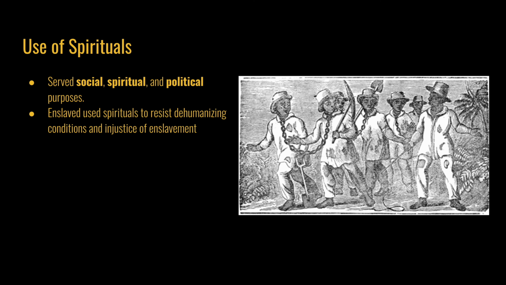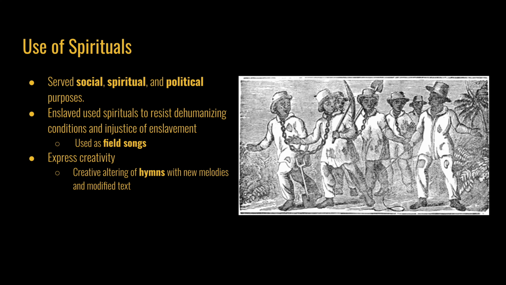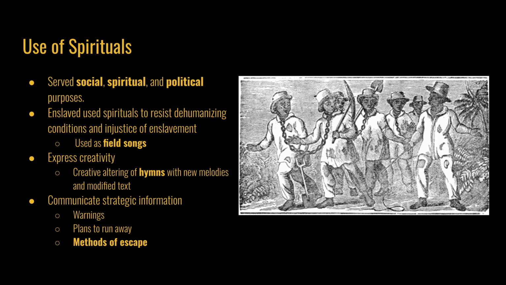These songs served social, spiritual, and political purposes. Enslaved people used them to resist the dehumanizing conditions and injustices of enslavement. As field songs, they helped people cope with the conditions by expressing themselves. They could also express creativity by altering biblical hymns with new melodies and modifying the text. Additionally, spirituals were used to communicate strategic information, such as plans to run away, warnings of an enslaver approaching, and methods of escape from a plantation to the north.